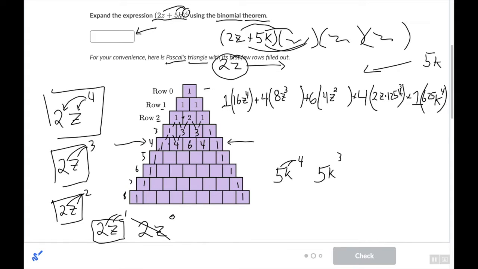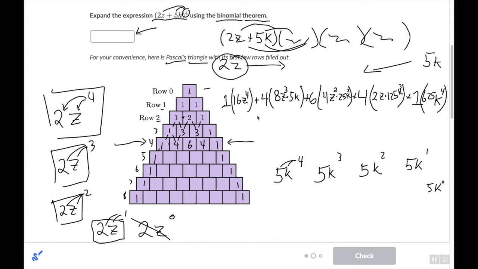Starting to run out of room. Okay, so I hope we can barely hang in there. Next we're going to have 5k raised up to the 2 power, so we'll just have 25 in here this time. We'll have 25k squared. And then lastly we're going to have 5k raised up to the 1 power, which just means luckily all we have to put in here is 5k. And then we'd have 5k raised up to the 0 power at the last one over here, but we already know that means it will just be 1, so we don't have to put it there.